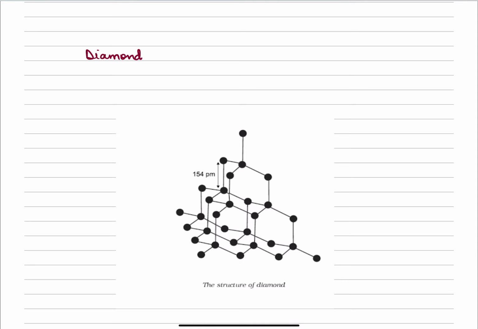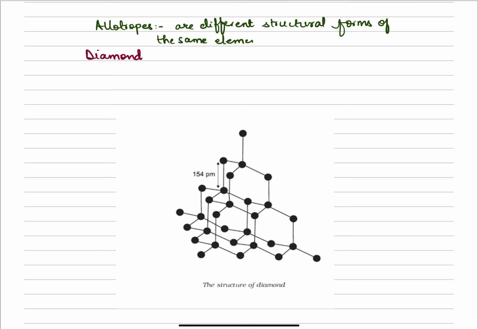Before we study the structure of diamond in detail, we need to see the concept of allotropes. Allotropes are different structural forms of the same element. Diamond is made up of only carbon atoms, so all of these black dots are carbon atoms. Diamond is basically carbon, but a different form of carbon.